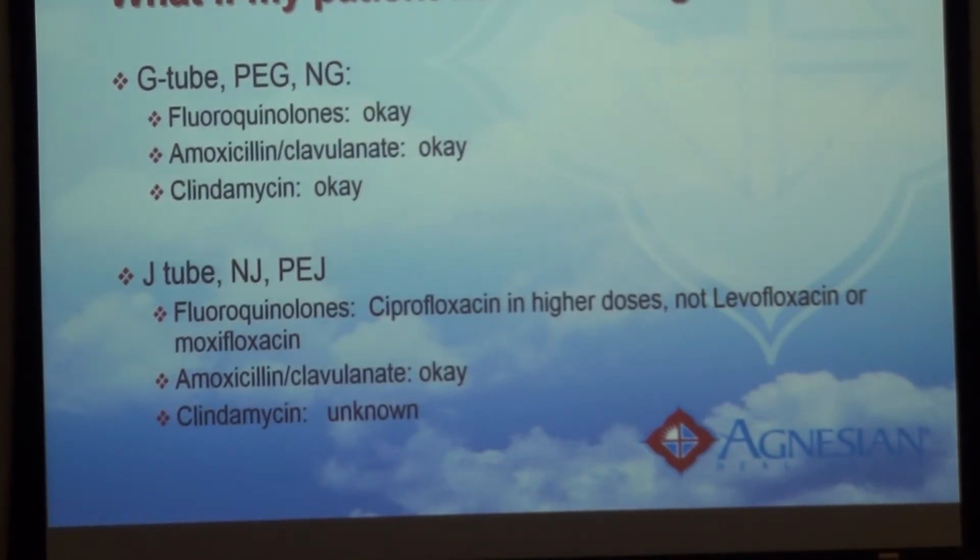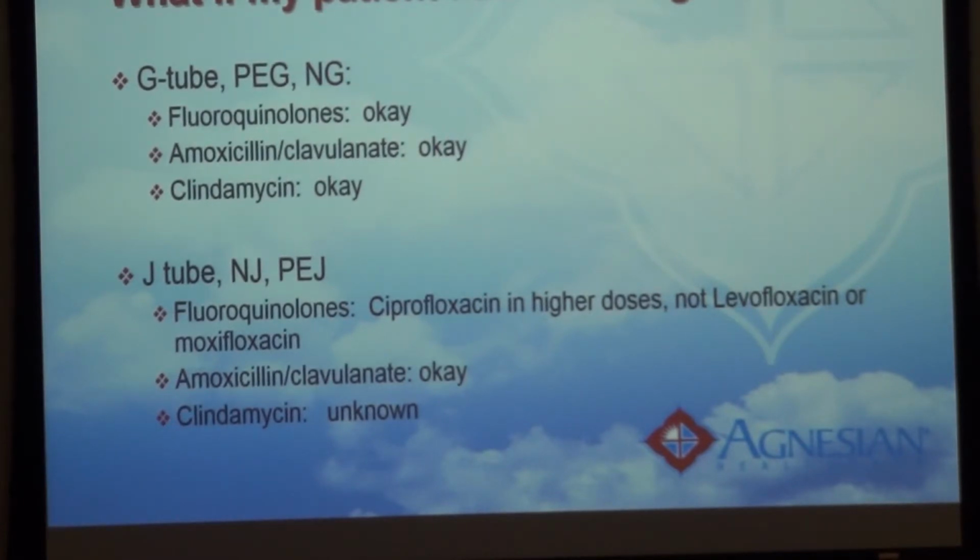Fluoroquinolones, one of our gold standards. Cipro predominantly absorbs in the duodenum. So if we give it in a J tube, it bypasses the duodenum. There are case reports that say if you jack the dose up, it's still effective. Levofloxacin, moxifloxacin, don't have that data. So if you have a J tube, you cannot put it down the J tube. You would be bypassing where it absorbs, ineffective.